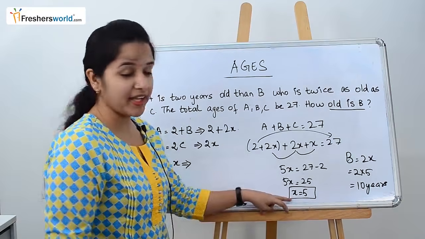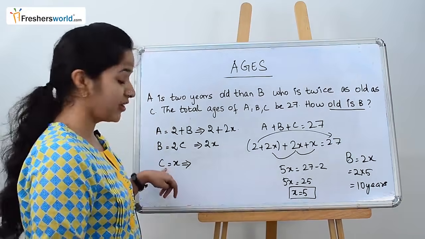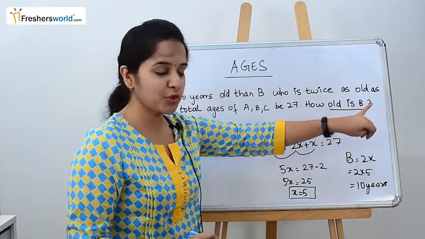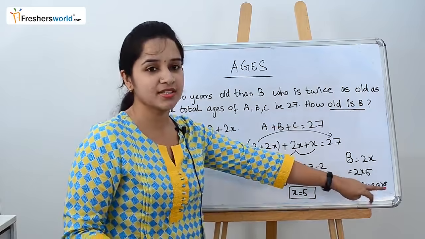Are they asking for the x variable? X is nothing but C here. They are not asking for C's age. They are asking for B's age. B is nothing but 2x, and that's why we get to know that it's 10 years.